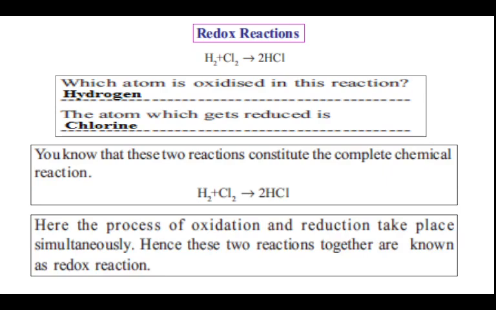Now, let us understand what a redox reaction is with an example. H2 plus Cl2 giving 2HCl. Which atom is oxidized in this reaction? It is hydrogen, and the atom which gets reduced is chlorine. You know that these two reactions constitute the complete chemical reaction, H2 plus Cl2 giving 2HCl. Here the processes of oxidation and reduction take place simultaneously. Hence, these two reactions together are known as a redox reaction.